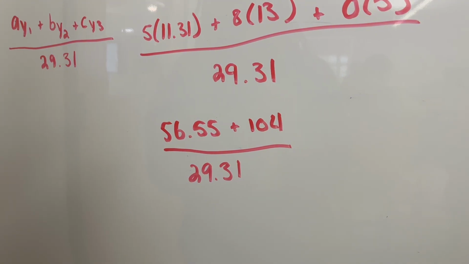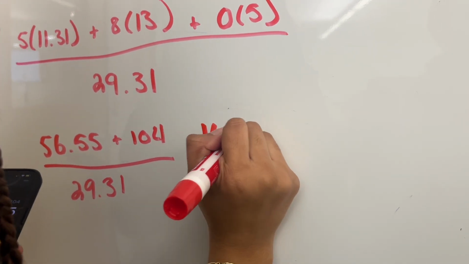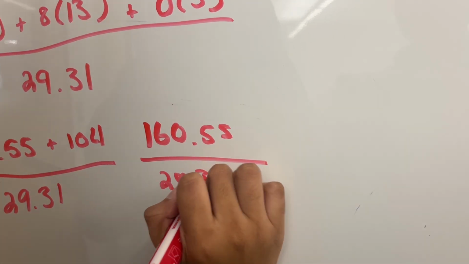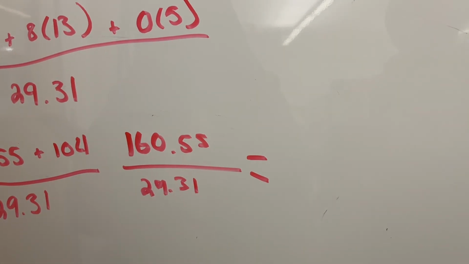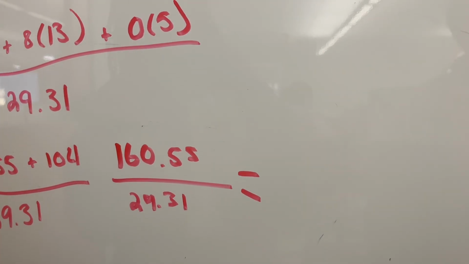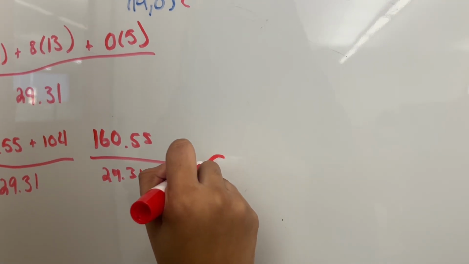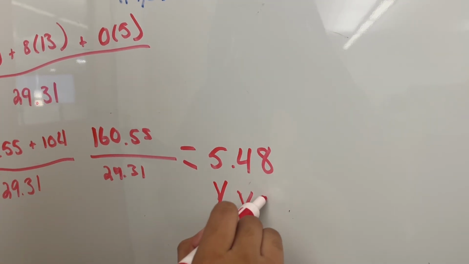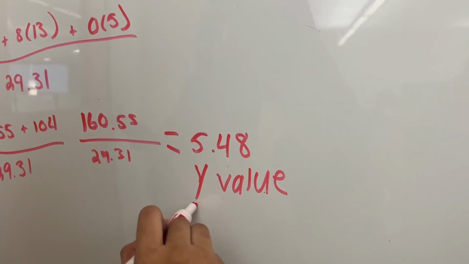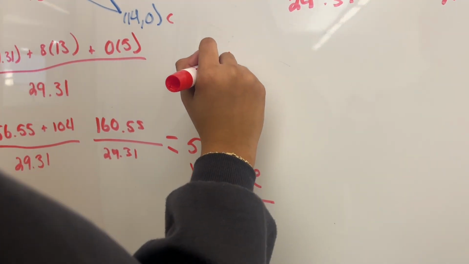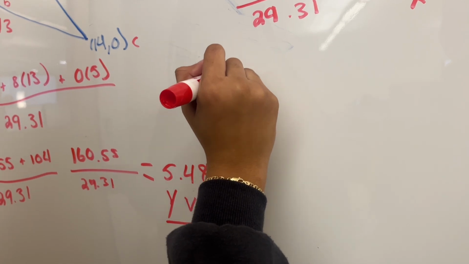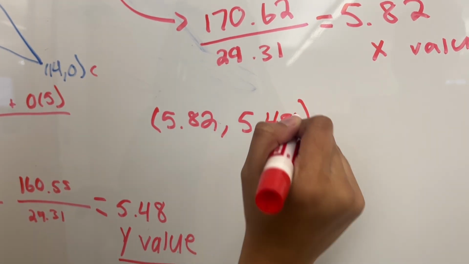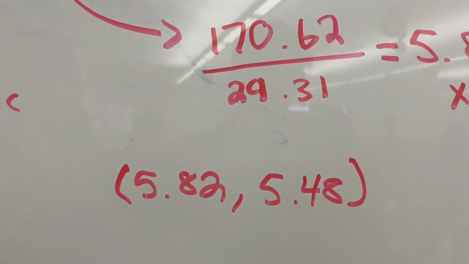So this would equal 160.55 over 29.31, which equals 5.48. And that is the y value. So the incenter coordinate is (5.82, 5.48), and this right here is the incenter.